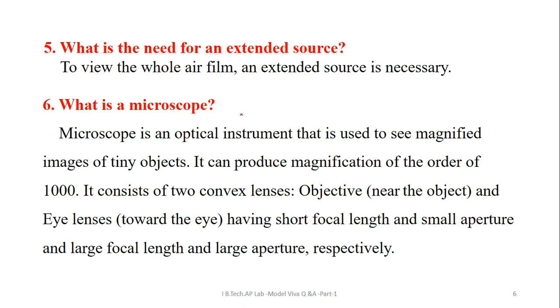Generally they will ask what is a microscope. Basically, a microscope is an optical instrument. It is used to see magnified images of tiny objects. It will produce magnified images. It consists of two convex lenses: one is the objective lens, which is near to the object, with small aperture and small focal length, and the eye lens, which is near to our eye, with large focal length and large aperture.